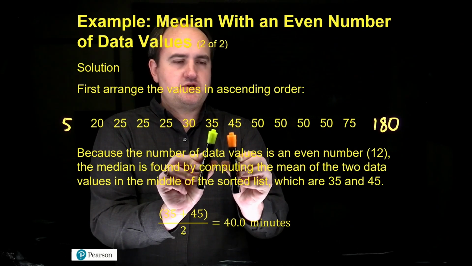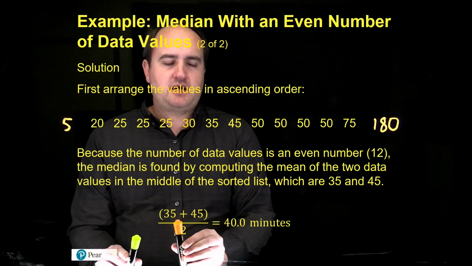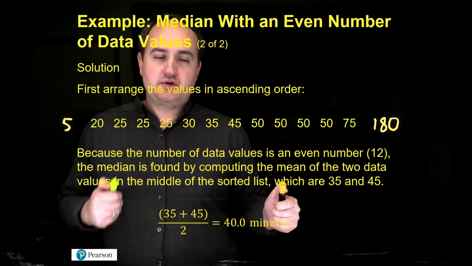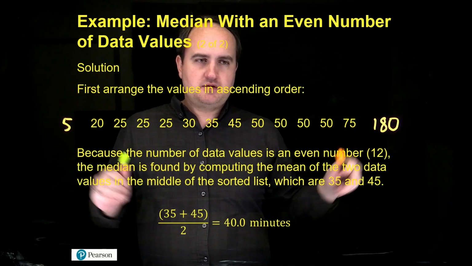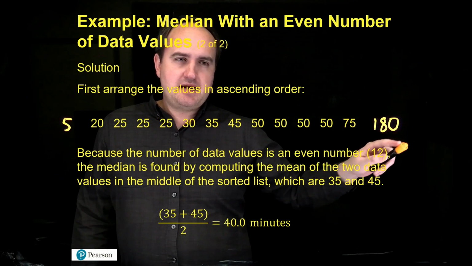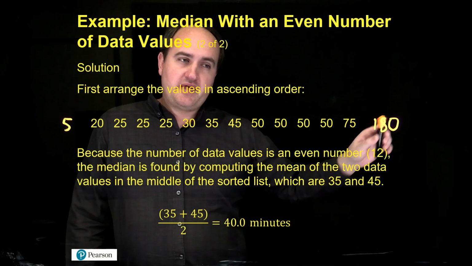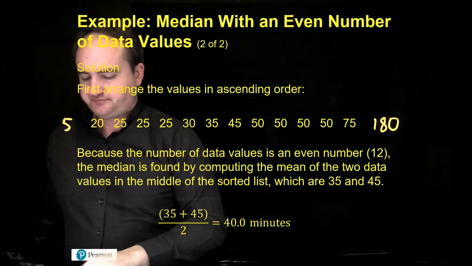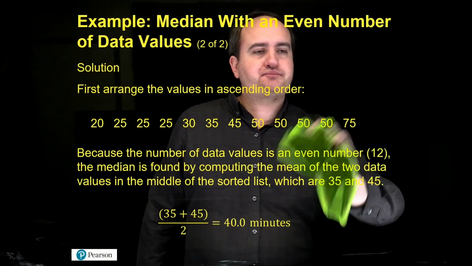So here, I put in 2 outliers at the beginning and the end, and I still got 35 plus 45 over 2, which is still 40. As you can see, there's a big difference between what happens with the median. It's resistant to these outliers versus with the mean. As you can imagine, if you put 180 and you add that up to all these other values and then divide by the number of values, that 180 is going to increase the mean by a lot. So the mean is not resistant and the median is resistant.